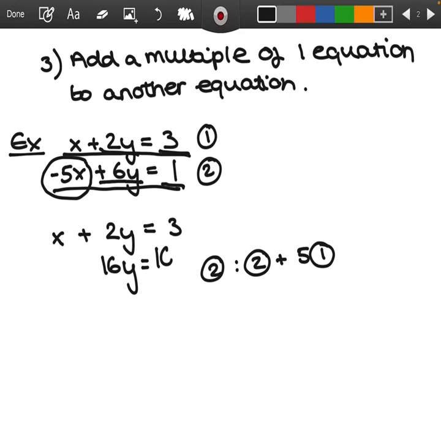Okay. So you'll see what that has done. It has eliminated that x term because I would get negative 5x plus 5 times x. So I've eliminated that x term. So the first thing we've done is we have eliminated x from everything below my first equation.